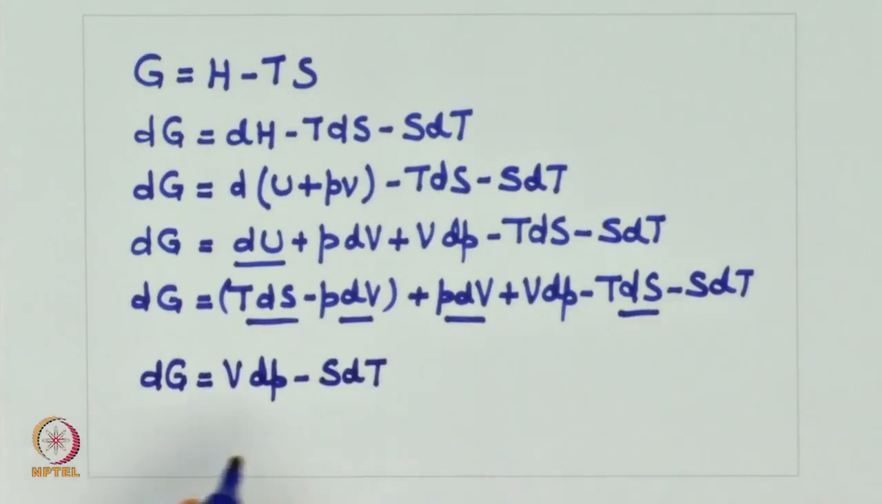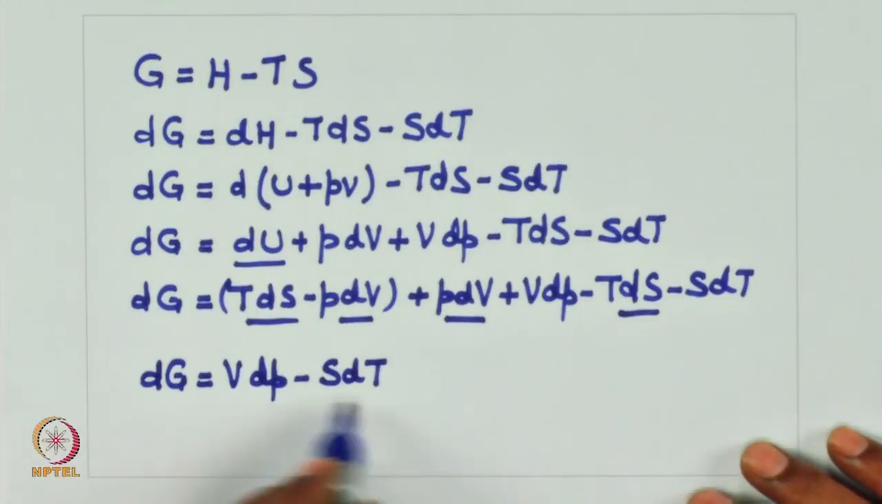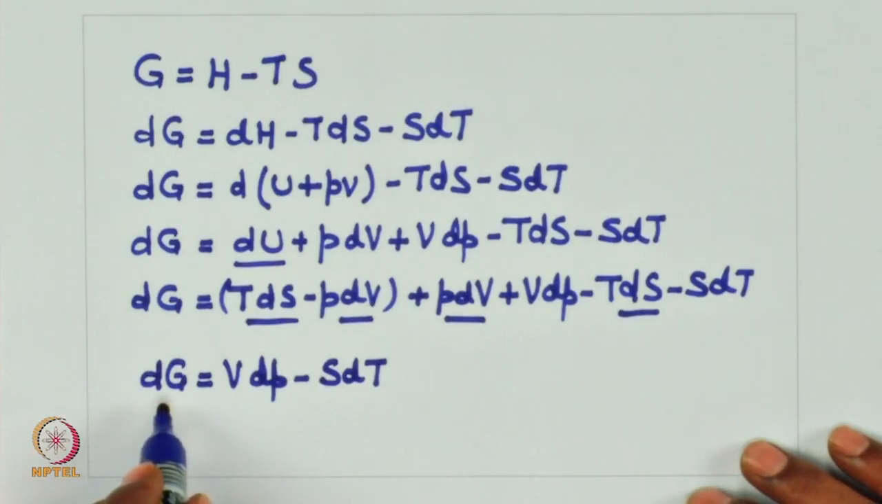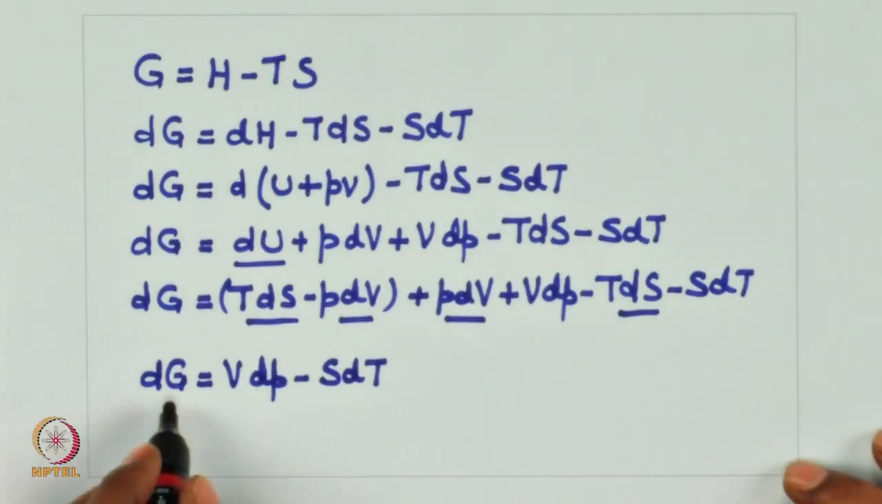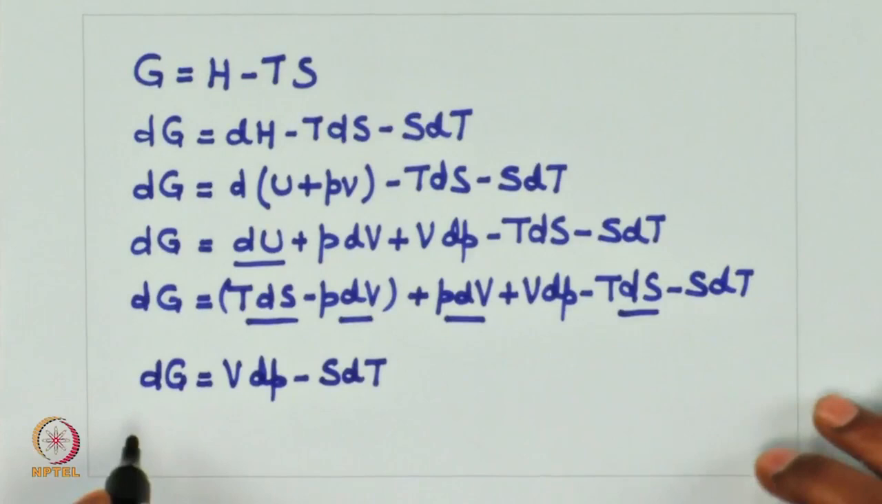Keep in mind that so far we have been discussing the closed system. We are not allowing the composition to change. So, this equation that we developed, dG is equal to VdP minus SdT, we will make use of extensively today. Here again, dG is an exact differential because G is a state property.